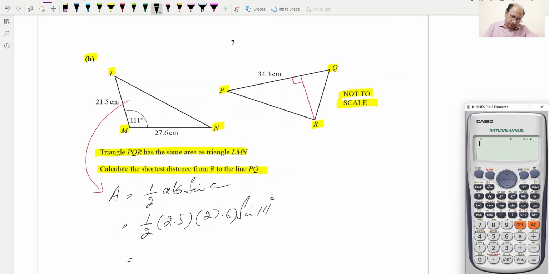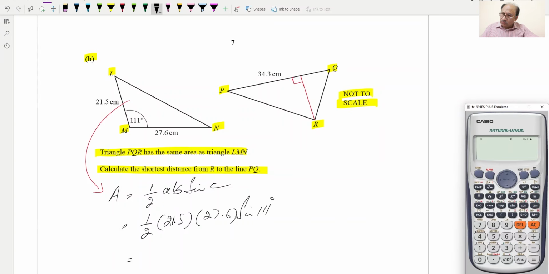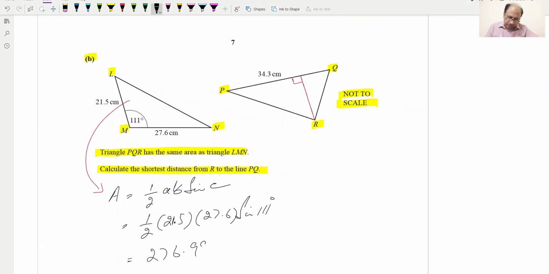This is 21 point 21.5, 27. Okay, so if we write here 21.5, this will be 276.99, which we can round to 277 centimeters square.